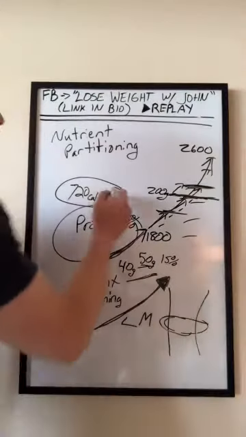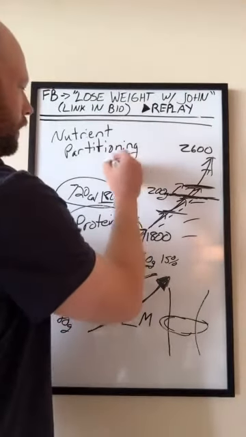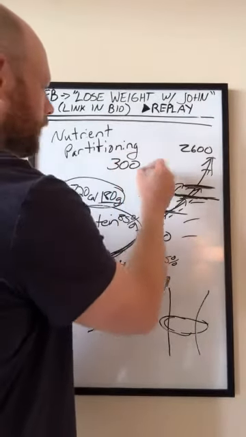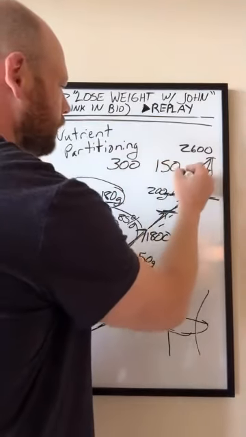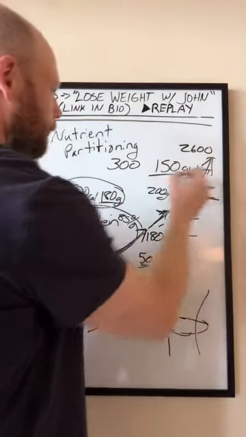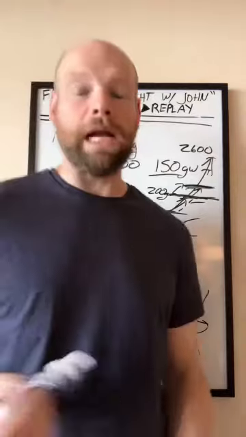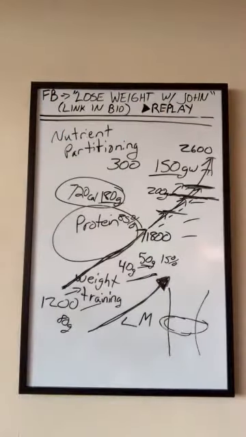Here's an example, okay? Let's say you are 300 pounds and your goal weight is 150, okay? And you're eating about 90 grams of protein a day, and we're going to try to get you up to 150, okay? That's 60 grams, okay? Let me show you what 60 grams of protein can look like.